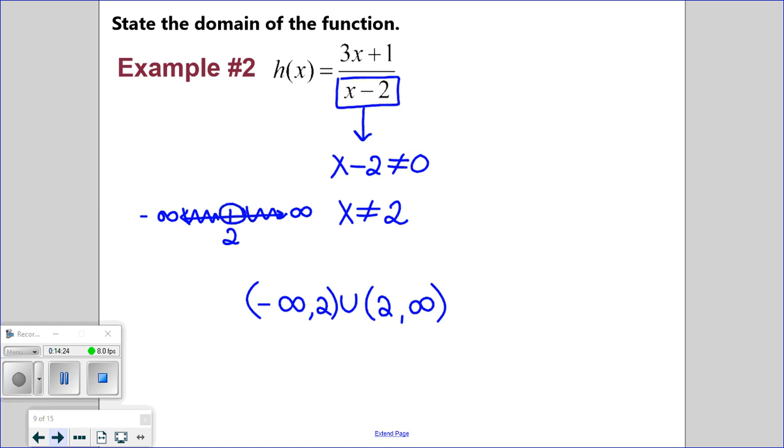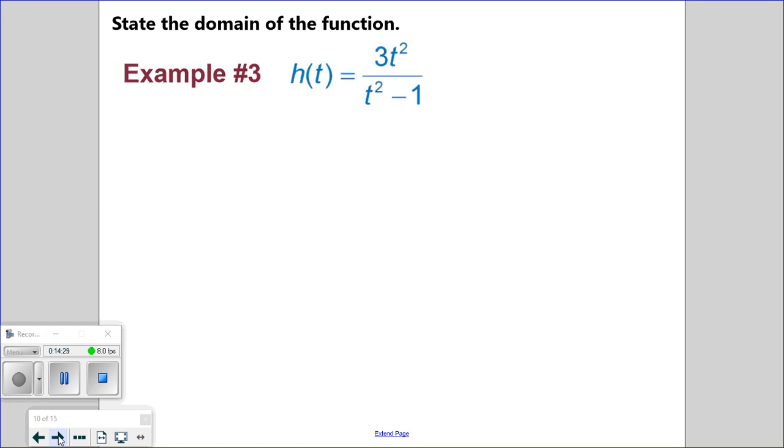All right. Sticking with our idea of fractions, I want to take this one step more complex. So we're still looking at a fraction, so we're using the same domain restriction rule, and that is on a fraction, the denominator cannot equal 0. And you'll notice the denominator this time, we've got 3t squared over t squared minus 1. The denominator is a quadratic. This is why we did our warm-up today.